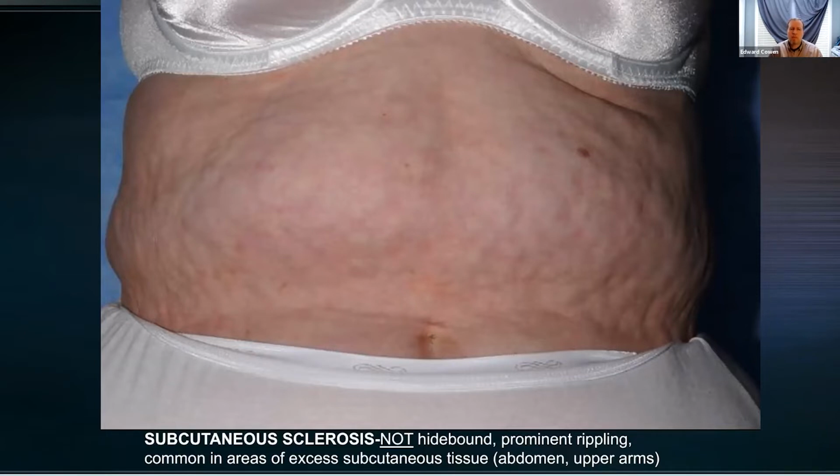This is an example of a woman who had involvement of her abdomen and had just attributed this to cellulite, but actually her skin is sort of pulled tight, almost like a girdle from this deeper tissue rippling. And this is obviously a less common area for you to develop cellulite as well.